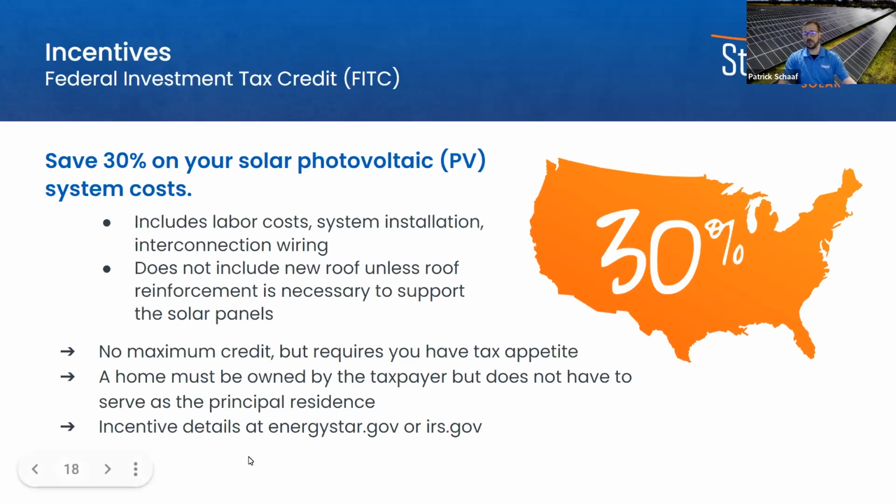So there's no maximum credit, but it requires you to have that tax appetite. So if it's a nonprofit business, for example, they would not be able to recoup that 30% federal tax credit because they don't pay in for those taxes. So you must have the appetite to recoup that. A home must be owned by the taxpayer, but does not have to serve as the principal residence. It could be rental properties or something like that. And you can find more incentive details at energystar.gov or irs.gov to get more detail on that.